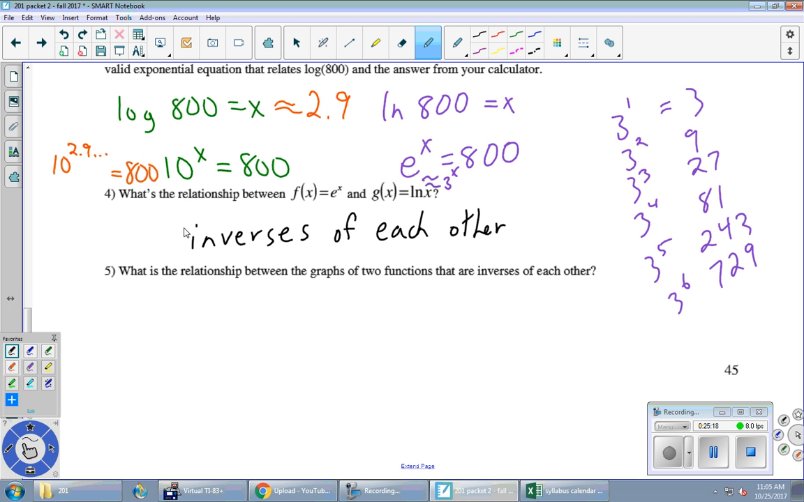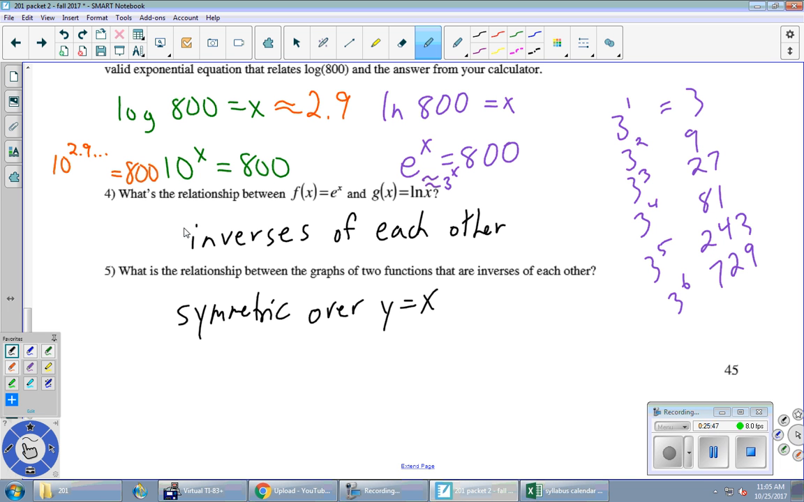Five, what's the relationship between the graphs of two functions that are inverses of each other? Their coordinates are swapped. That is correct. That's the very first thing we did up above, was we changed x and y. Symmetric over what? It's not over the x-axis. What is it? Yeah, symmetric over that 45-degree line, y equals x.